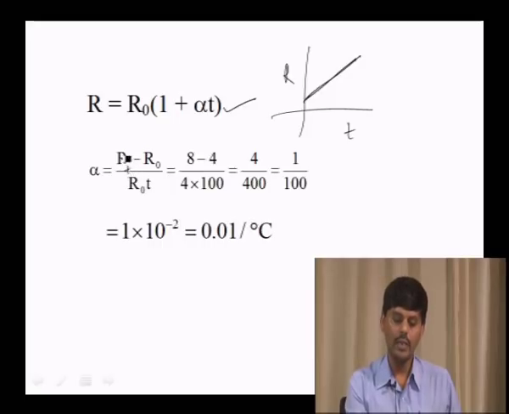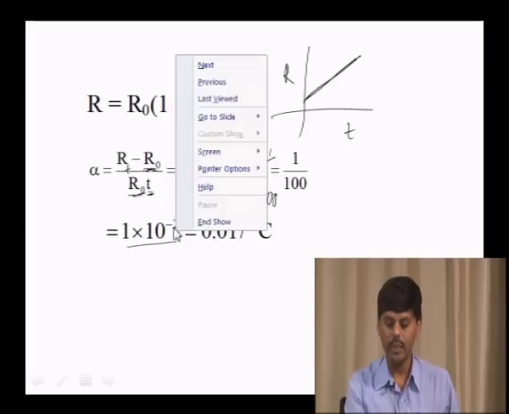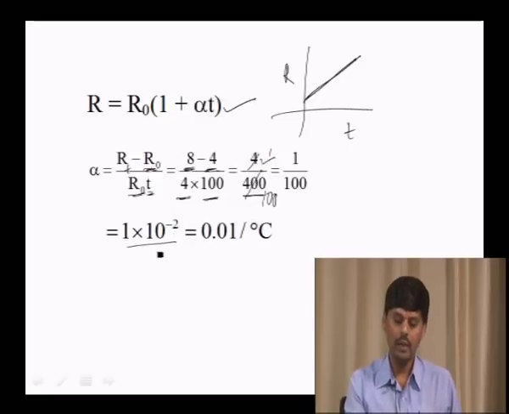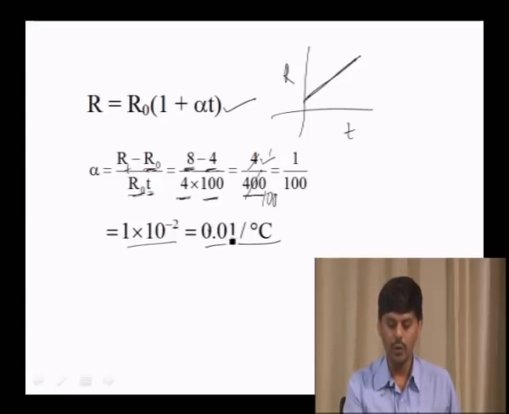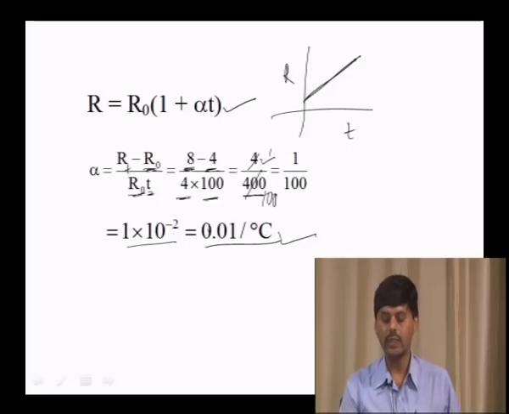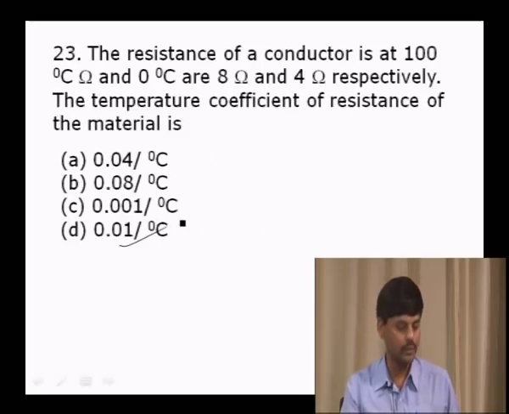Here the value of resistance at 100 degree is equal to 8 ohm. When it is at 0 degree, it is equal to 4 ohm. R naught is equal to 4 and the temperature is equal to 100. 8 minus 4 is equal to 4. 4 into 100 is equal to 400. This is 1 time and this is 100 times, which gives rise to 1 divided by 100. 1 divided by 100 can be written as 1 into 10 raised to minus 2. If you shift the powers, we get 0.01 per degree Celsius. The correct option is D.